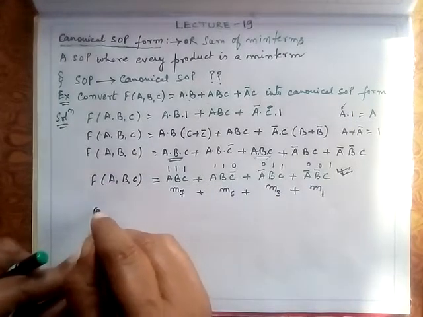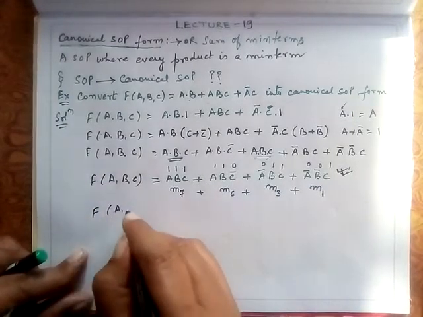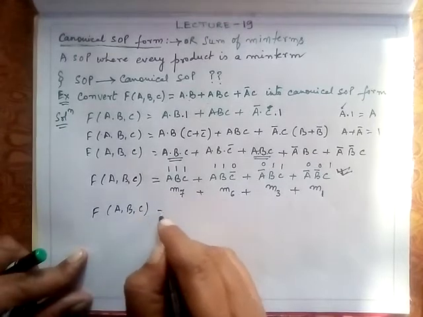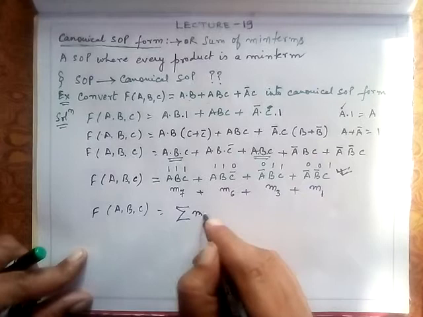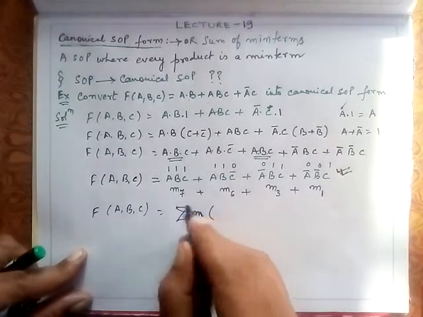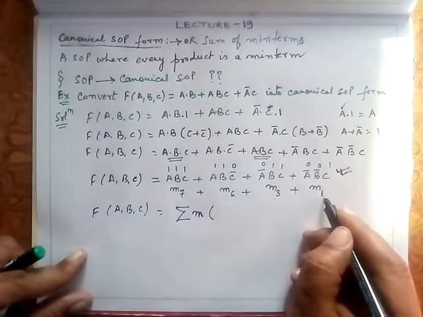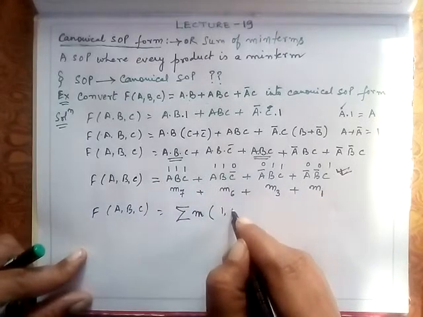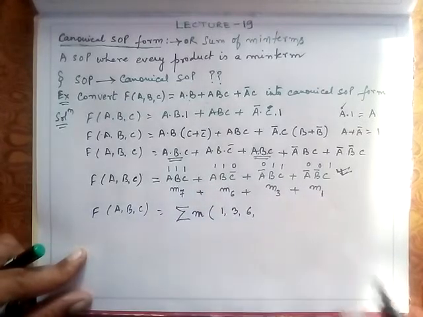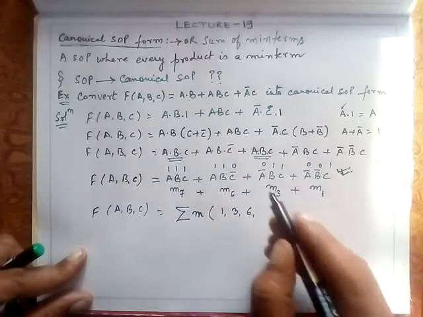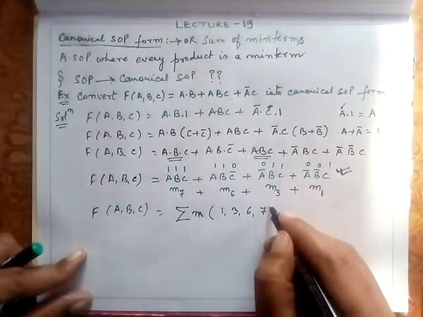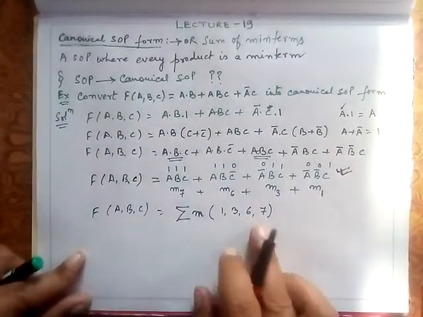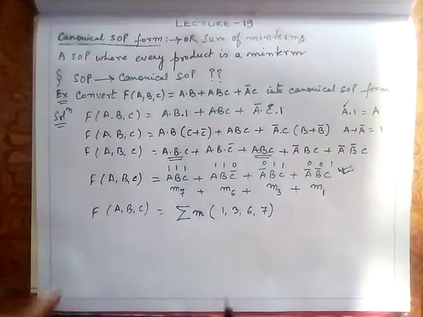And many times this expression only is written down as f as a function of ABC is equal to sum of certain minterms, sum of small m, and I simply write the decimal equivalent of this and writing in the ascending order 1, 3, 6 and 7. I hope that this is clear to you. This is how it is, sum of minterms. So this is representing sum of minterms.